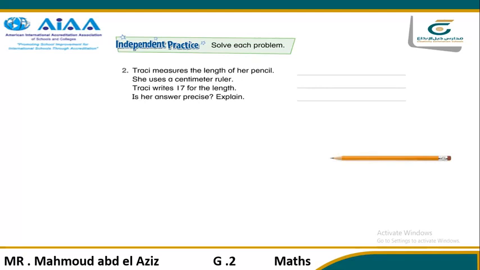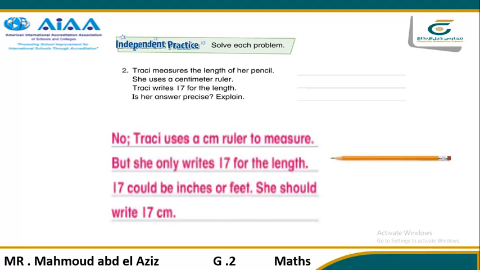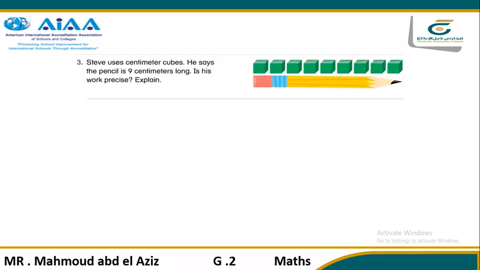She should write the unit of length she used here. She uses a centimeter ruler, so she should write 17 centimeters. So our answer here is no. Tracy uses a centimeter ruler to measure, but she only writes 17 for the length. 17 could be inches or feet or meters or anything. She should write 17 centimeters.